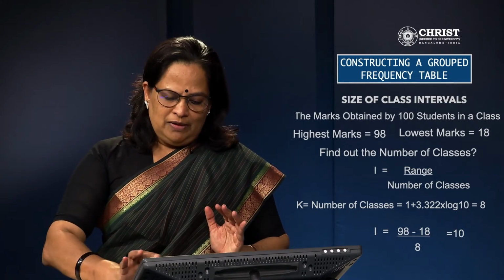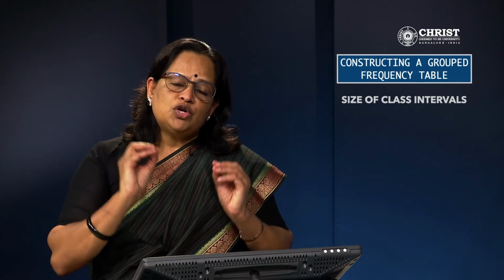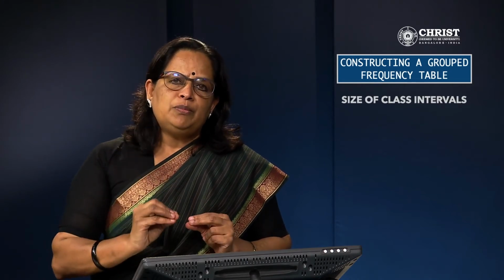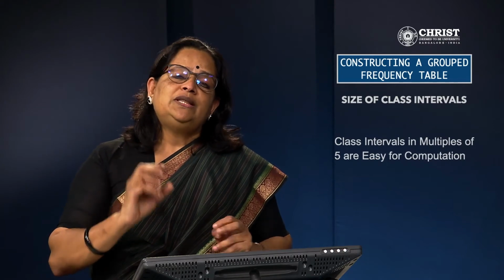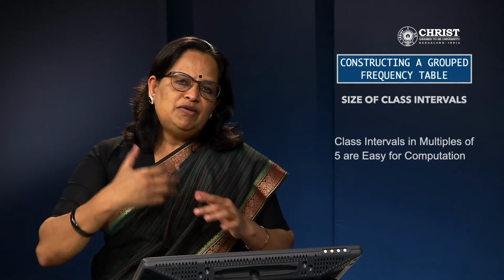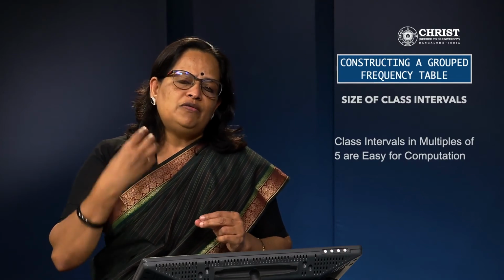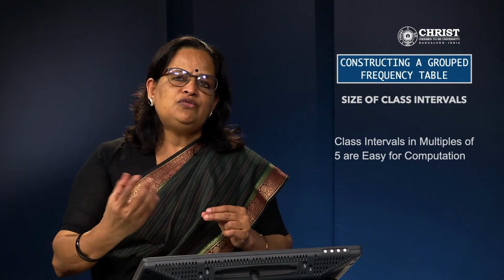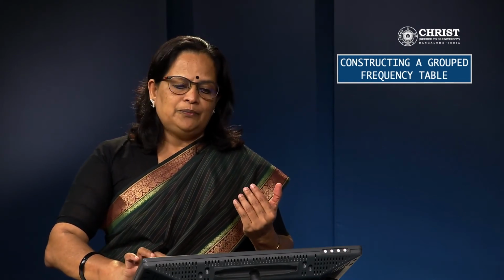This is how we calculate how many classes there should be and what the class interval should be, using the Stokes formula. One important point: the class interval should always be in multiples of 5, then it will be easy for computation. When we go later into the computation part, remember this. Always multiples of 5, like 5, 10. Then it's very easy for computation, for taking mid values and for further classification.